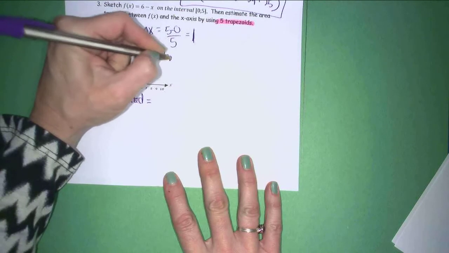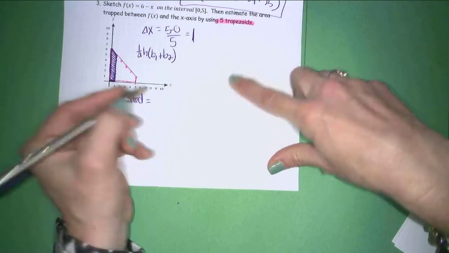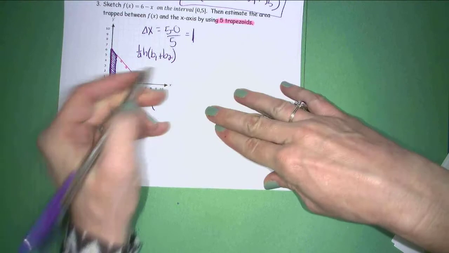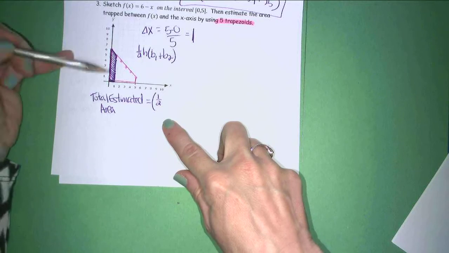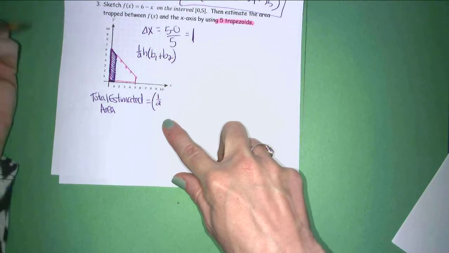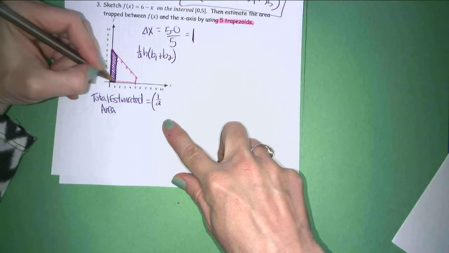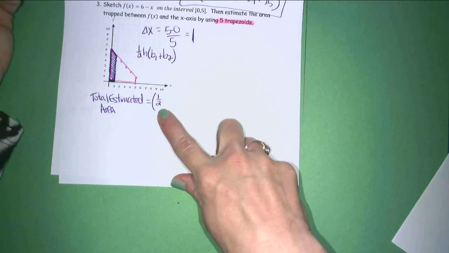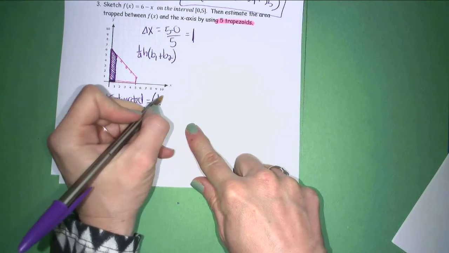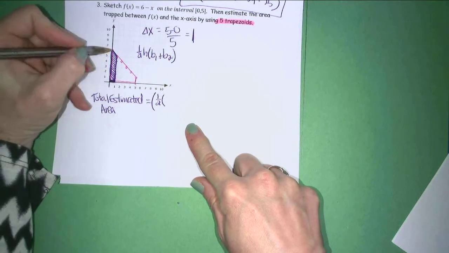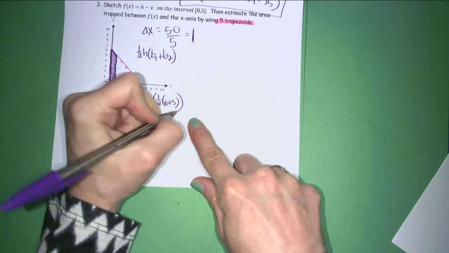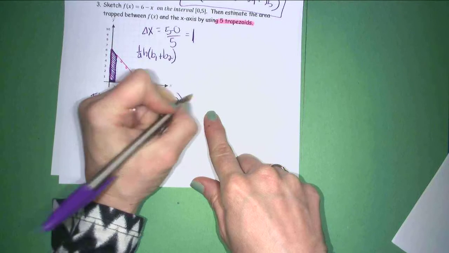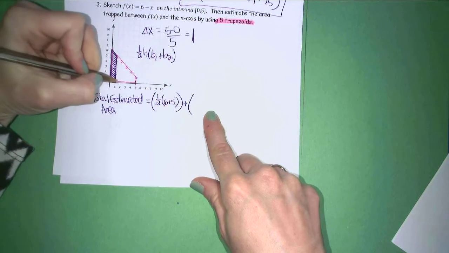Now we have to remember the formula for a trapezoid: half the height times the sum of the bases. So our first trapezoid will be 1/2 times the height, which is 1. Look at the height here. It's 1 unit. So 1/2 times 1 is just a half, times the sum of the bases. My bases are 6 and 5. So 6 plus 5. Bingo. Plus, my next trapezoid will run from 1 to 2.